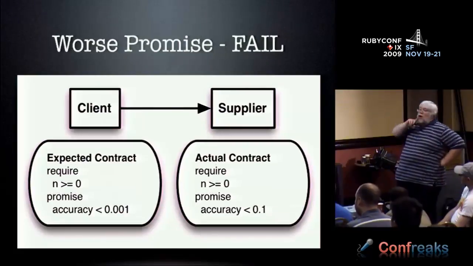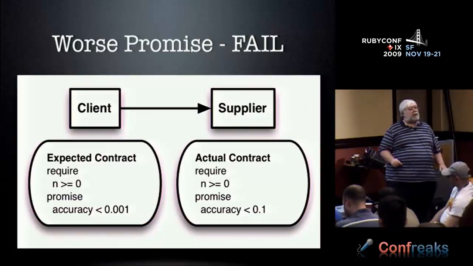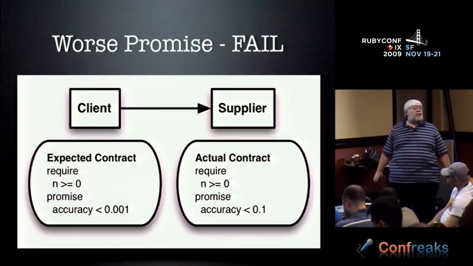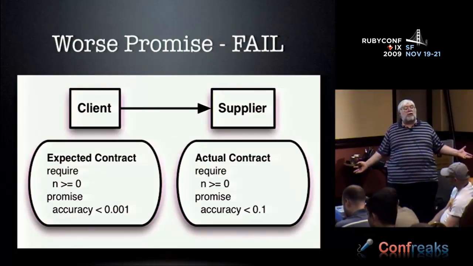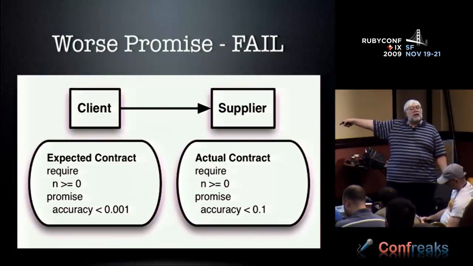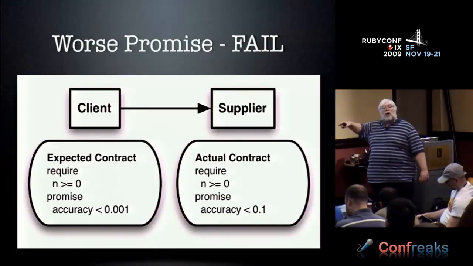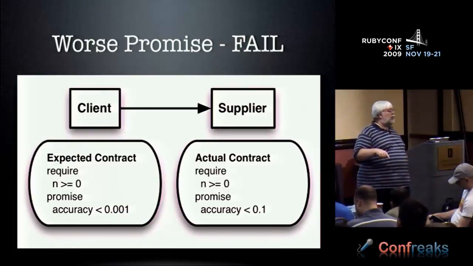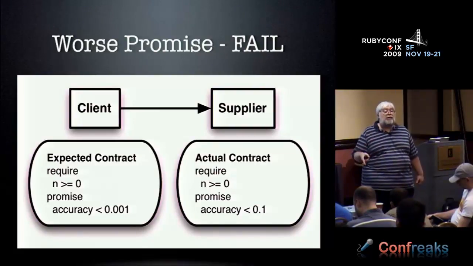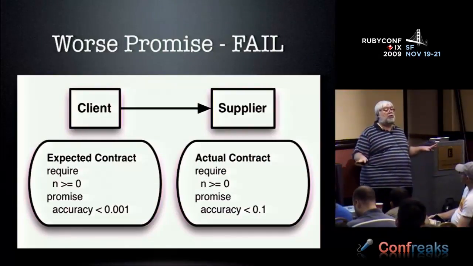So that's okay. But what if we go the other way? What if the promise is weaker than what's expected? We're expecting 3 decimal points of accuracy, and we're only getting 1 decimal point of accuracy. Will this work? Maybe. You don't know, because the contract is broken at this point. So weaker promises, worse promises, are what make objects non-substitutable. So accurate math is substitutable for normal math, but sloppy math is not substitutable for normal math. So now we've got some rules in substitutability. We're beginning to understand that.